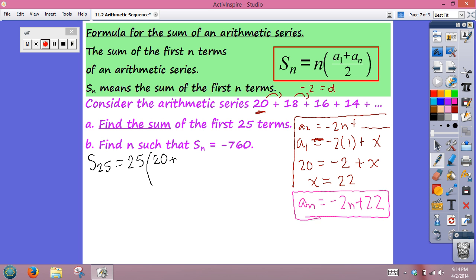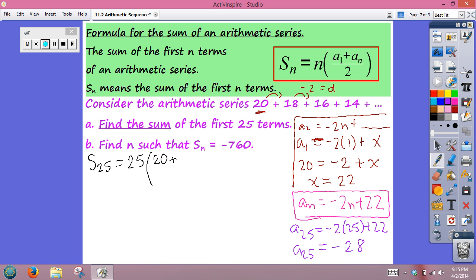We can use this rule and find out the a sub n that we need for our equation. We know that n is equal to 25, so now we have to find a of 25, which is negative 2 times 25 plus 22. So if we distribute our negative 2, multiply, and then add, we're going to get negative 28 for our a sub n, or our a sub 25.